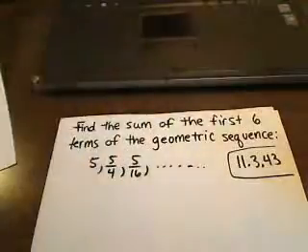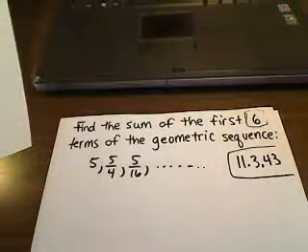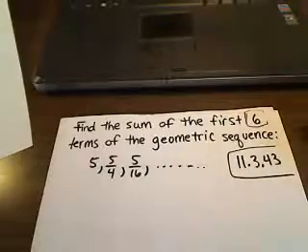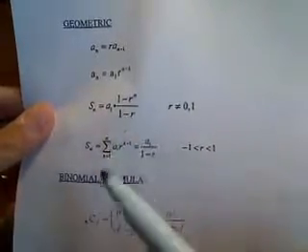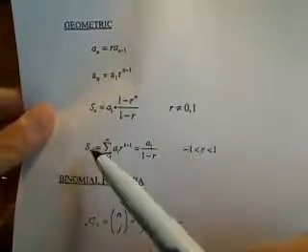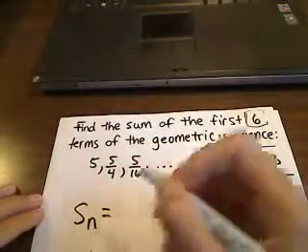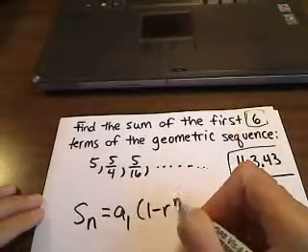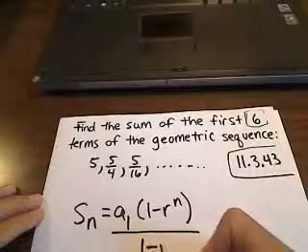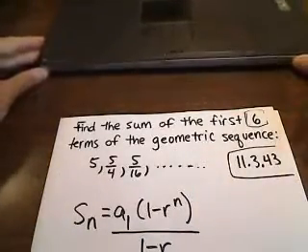In this problem, because they're asking me to sum only the first 6 terms, they're asking for something finite. So I'm going to use the finite formula, because I'm not trying to sum out towards infinity. The formula is S sub n equals a sub 1 times 1 minus r to the n, all over 1 minus r. And you'll be given this on the final.